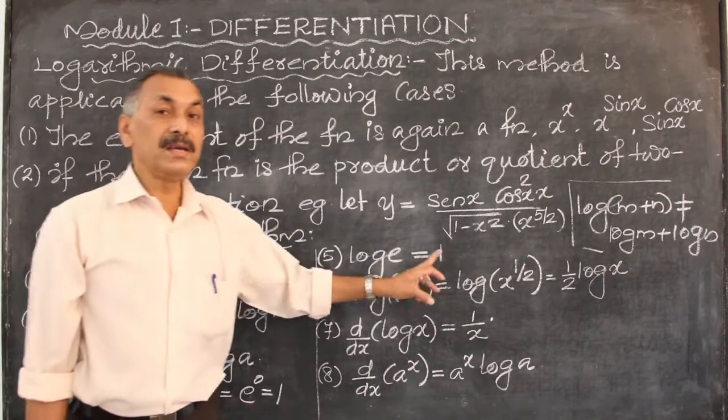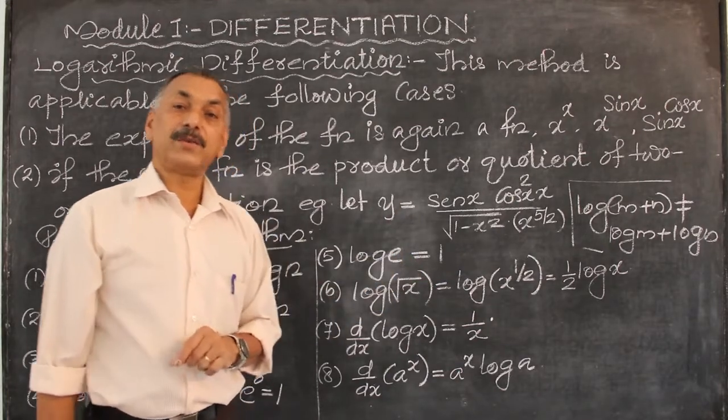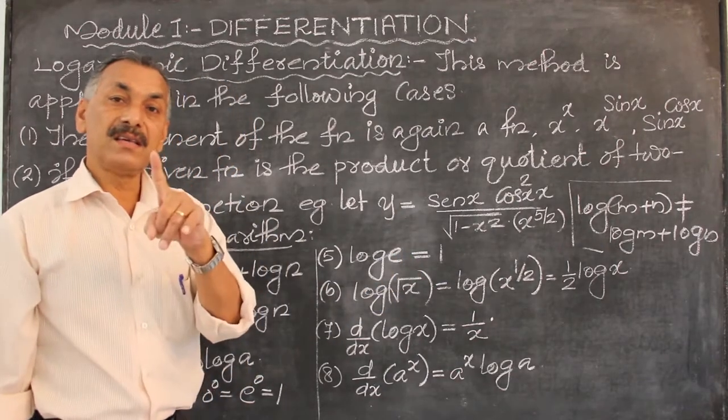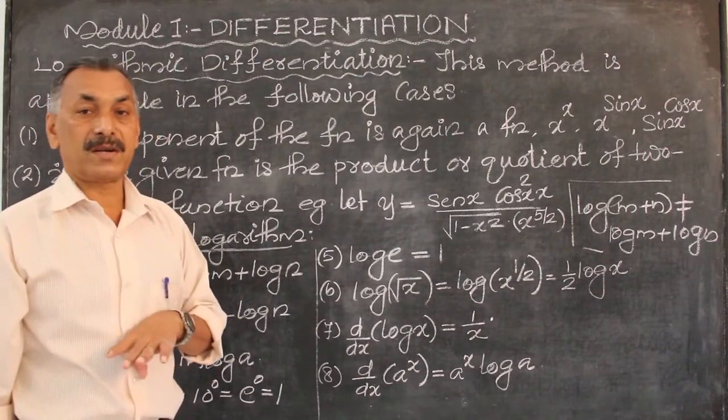ഇനി അടുത്തത്, log e is equal to 1. Log of e യുടെ വാല്യൂ, ബേസ് e raised to 1 ആണ് e. അതാണ് log e to the base e is equal to 1. Log e is equal to 1.